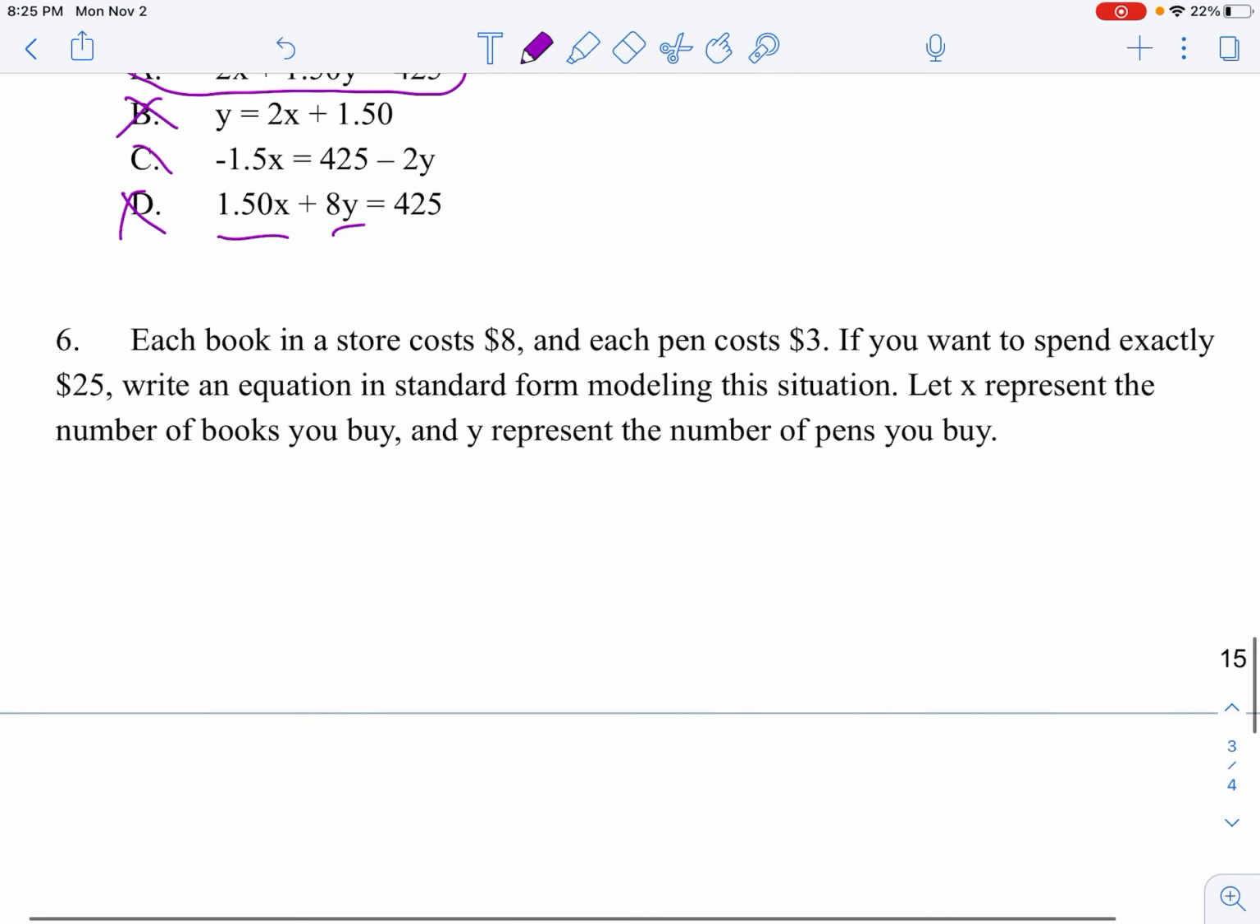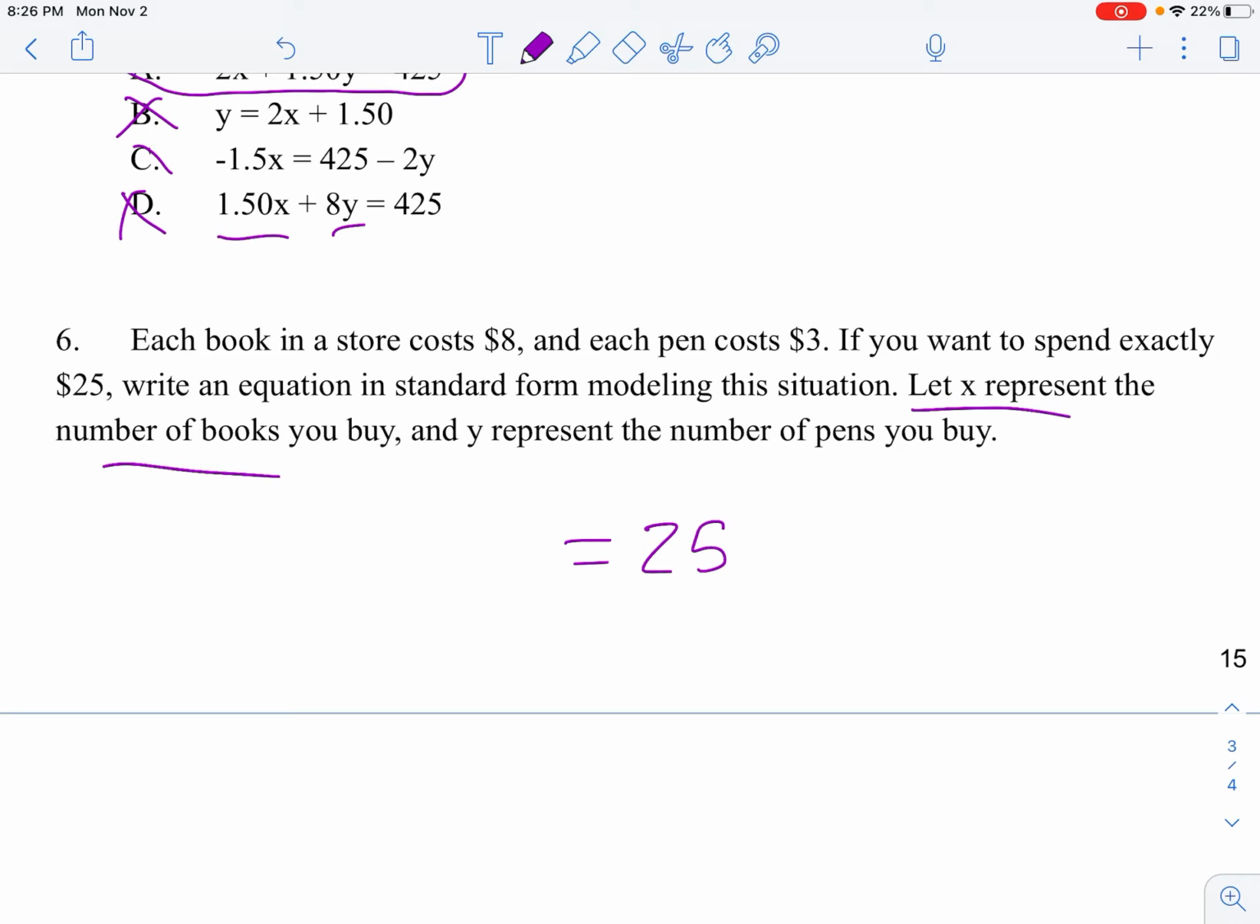Last one here. Like I was saying before, we need that 25 to be by itself. That's a total, I can already tell off the bat, but I'll read the problem anyway. Each book in a bookstore costs $8 and each pen costs $3. If you want to spend exactly $25, write an equation in standard form modeling the situation. So, somehow this has to equal $25.